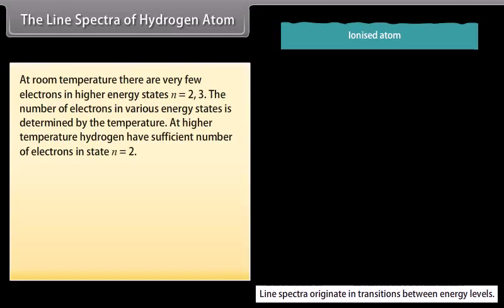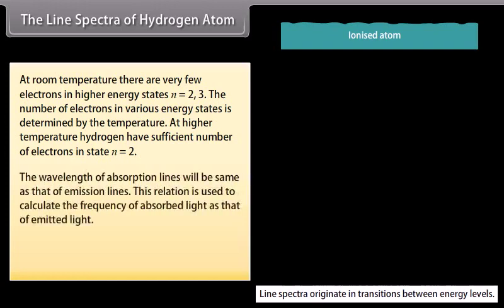At room temperature, there are very few electrons in higher energy states, n = 2 and 3. The number of electrons in various energy states is determined by the temperature. At higher temperature, hydrogen has a sufficient number of electrons in state n = 2. The wavelength of absorption lines will be the same as that of emission lines. This relation is used to calculate the frequency of absorbed light as that of emitted light: E2 − E1 = h nu12, which is equal to hc/lambda12.